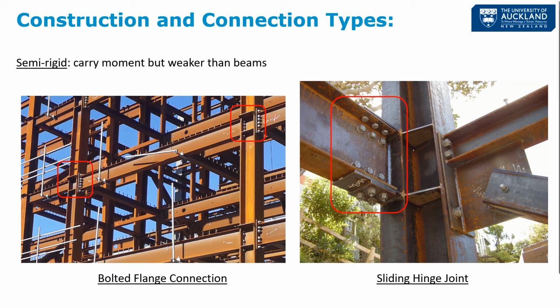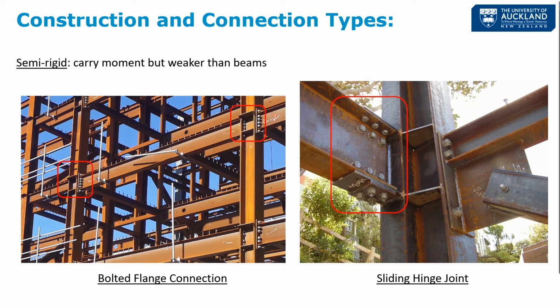On the right is an example of a sliding hinge joint, which is a novel connection developed at the University of Auckland by Charles Clifton, and it is intended to effectively rotate about the top flange, and so you have a low damage design and useful for seismic applications.